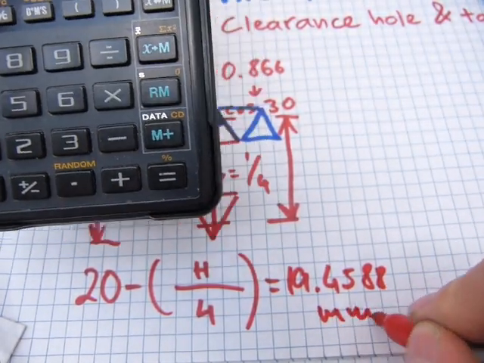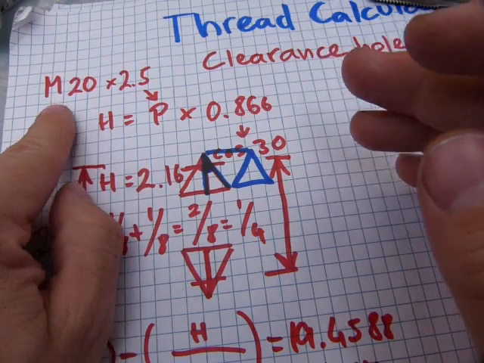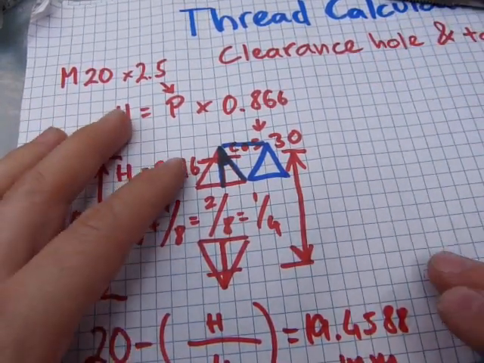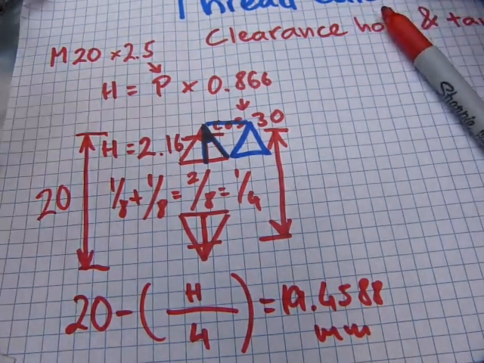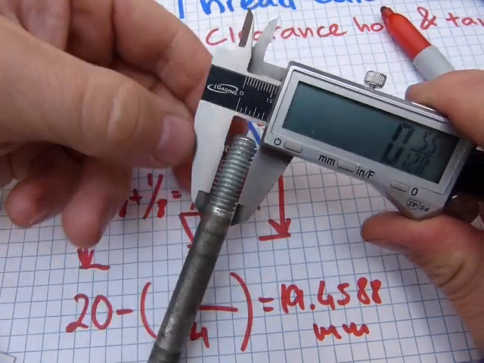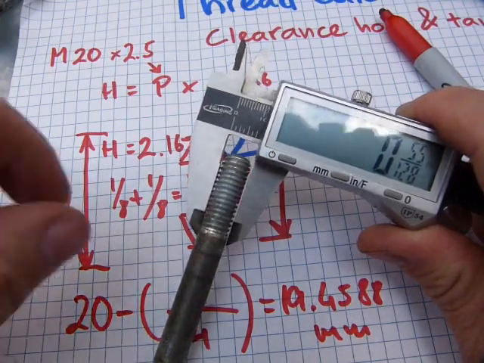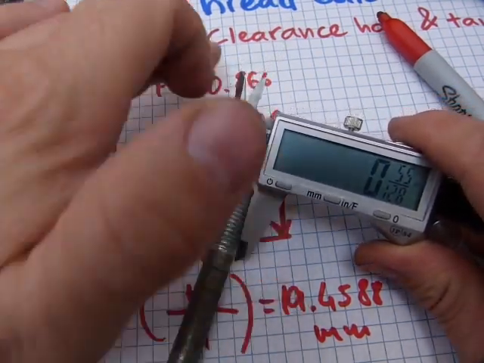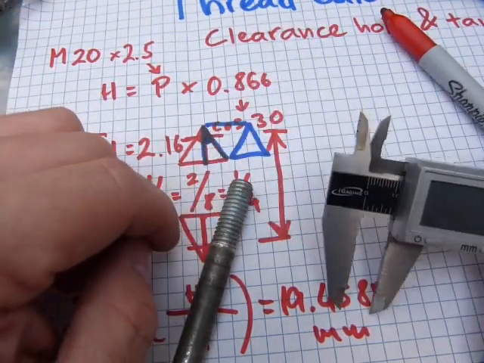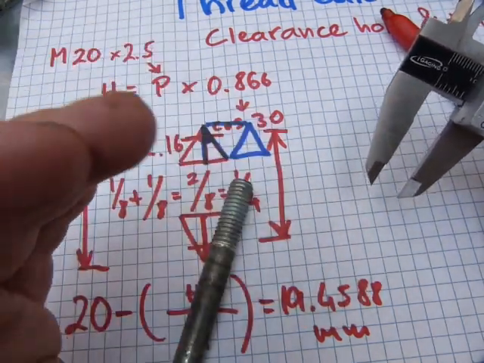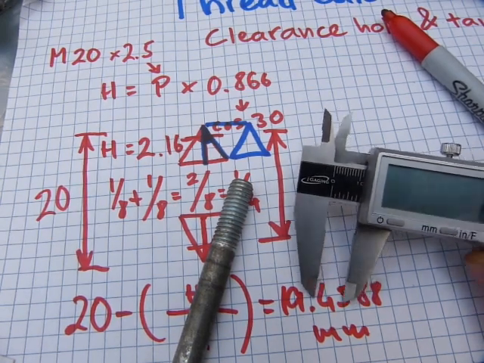19.4588 millimeters. That's the clearance hole that the M20 by 2.5 thread needs. Just the bare minimum that any clearance hole would need to be drilled at, and that's the major diameter of the bolt. Like I said again, it's calculated, but it's more like an approximation because I didn't allow for a little extra for the rounding part on top of the thread. So realistically it's more like 9.5, 9.6.